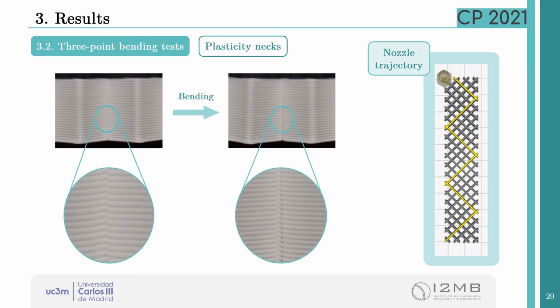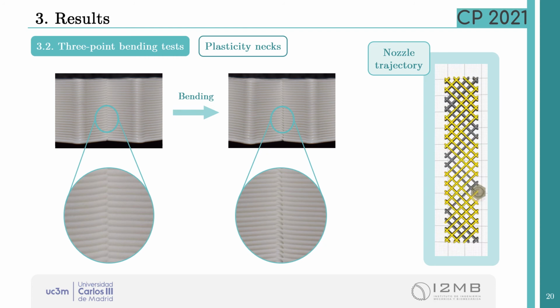The microplasticity necks that we mentioned before are caused by the grid pattern. On the right, we have the video of the trajectory followed by the printer's nozzle to complete the layer. It can be observed that the filament goes through each joint twice, so in these points there is an accumulation of material. In the first figure, before the bending, it's possible to see this overlap of filaments in the joints.